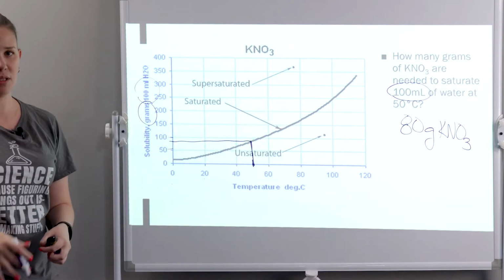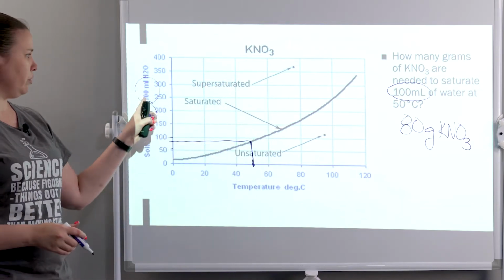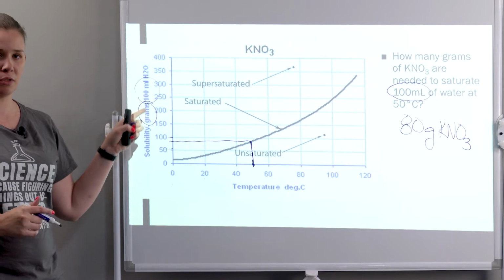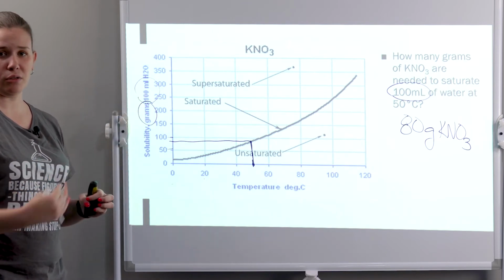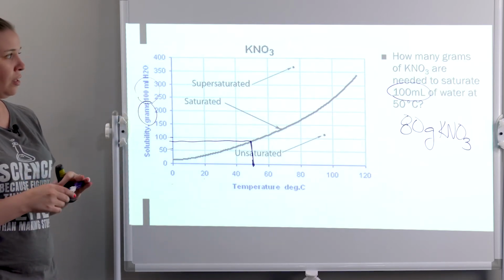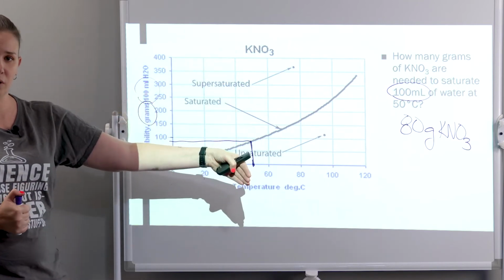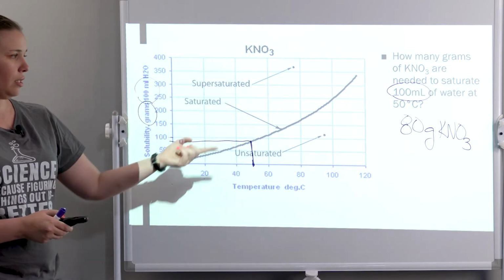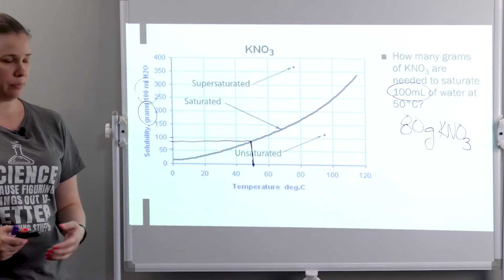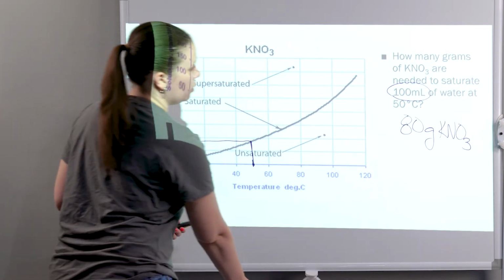And this is where units can be confusing. If it asked for 100 milliliters, but over here it said per 100 grams, you need to know that that's the same thing. 100 grams equals 100 milliliters. If it asks for a different volume of water, then we're going to need to adjust our answer using a proportion. We'll get to one of those in just a minute.